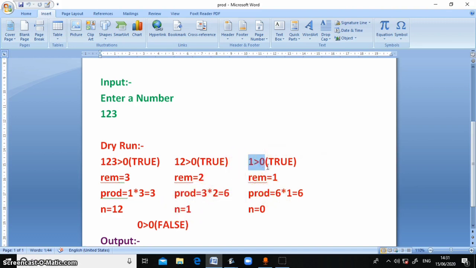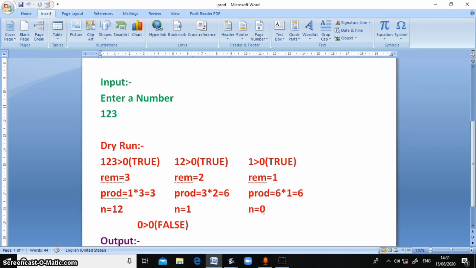1 greater than 0, yes, the condition is true. 1 modulus 10 will give the remainder 1. 6 was stored in prod. 6 into rem, which is 1, 6 ones are 6. 6 is stored in prod.